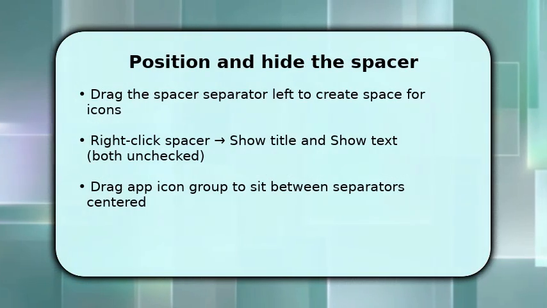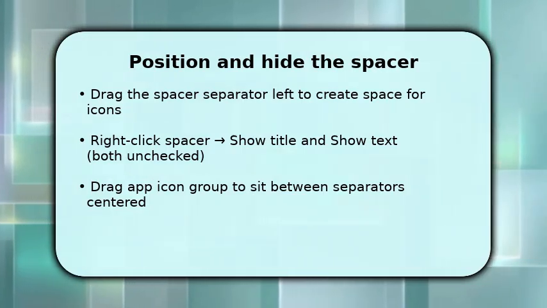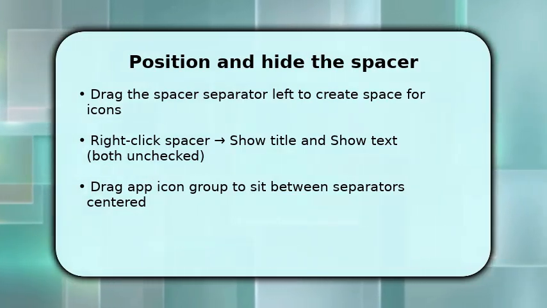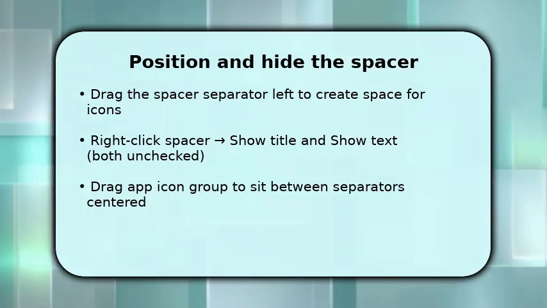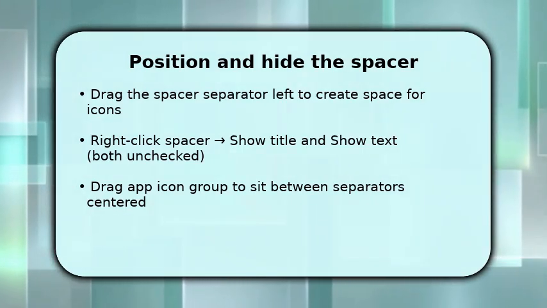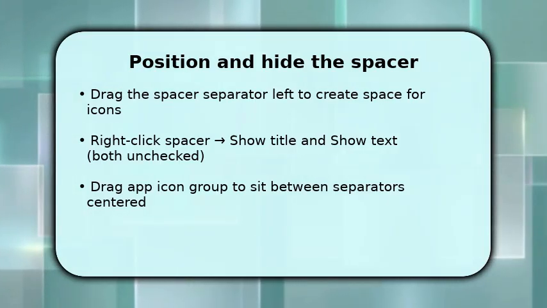Now you adjust the new toolbar to become an invisible spacer. Drag the thin separator beside the empty toolbar all the way left. That creates room between the left edge and your app icons. Next, right-click the empty toolbar and uncheck Show Title and Show Text to hide labels and make it invisible.